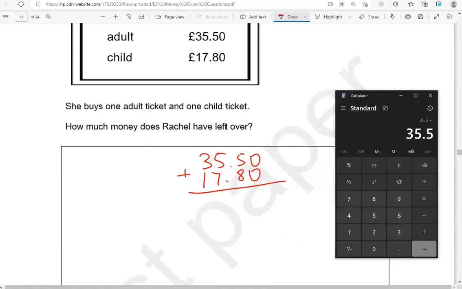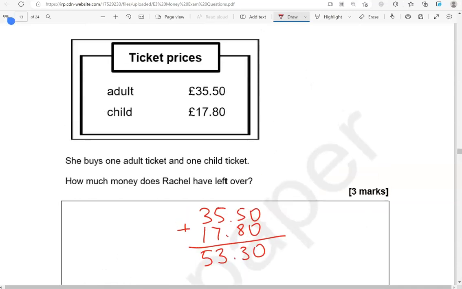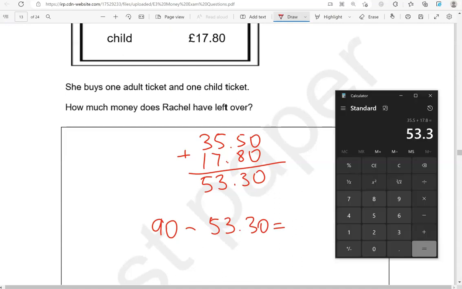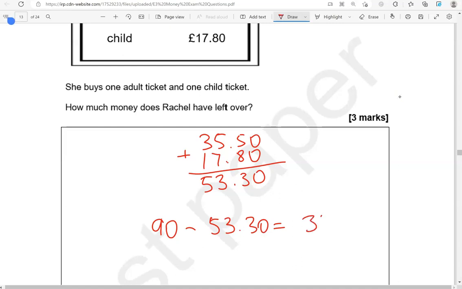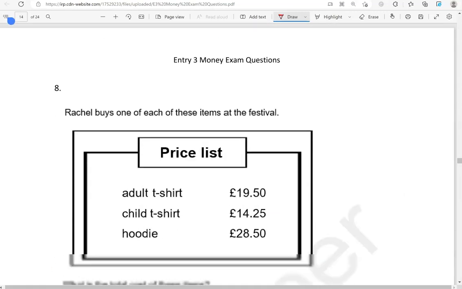35.5 plus 17.8 gives us 53.3. And that is £53.30. We'll take it away from the budget, which was £90. So 90 take away £53.30 gives us 36.7. Again, we need to add a 0 there, so £36.70.